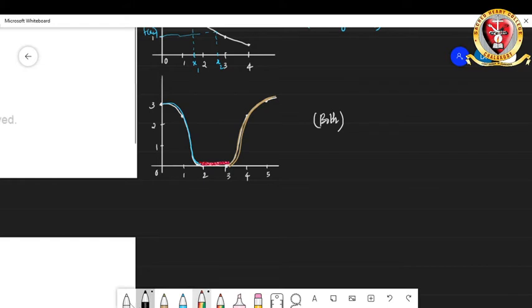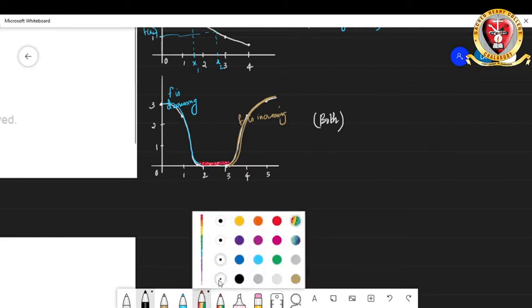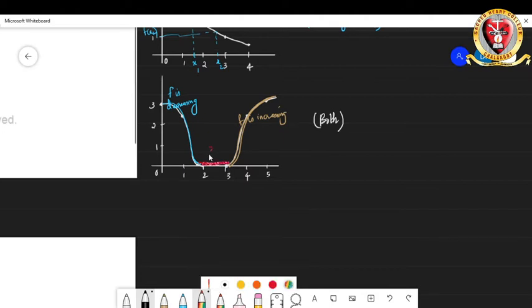So to the left, we know that f is decreasing at all the points, and to the right f is increasing, and in between you can say that f is neither increasing nor decreasing.